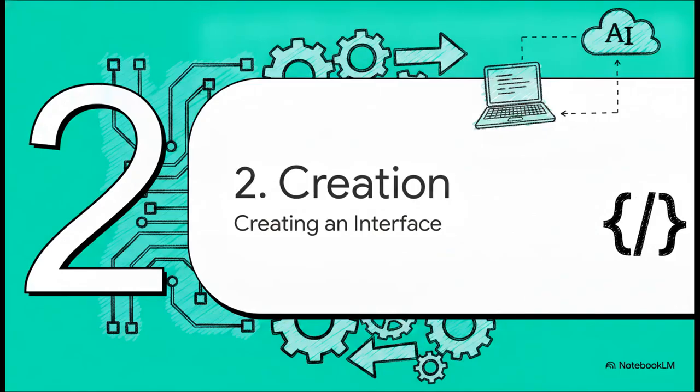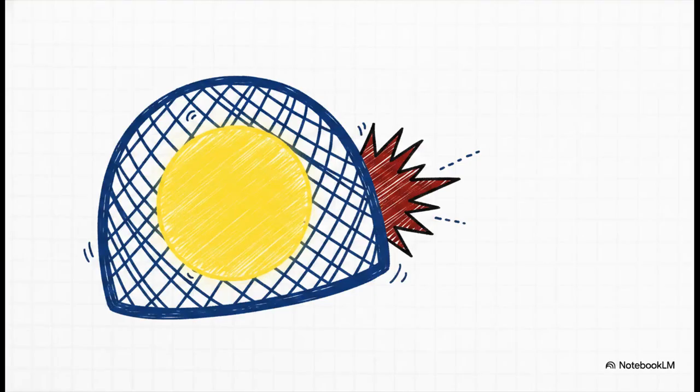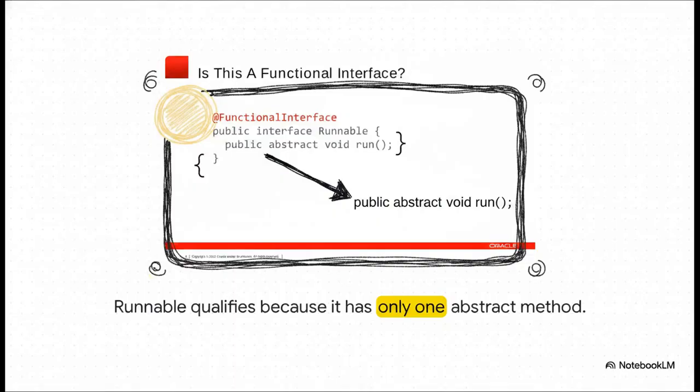Moving right along to Part 2, Creating a Functional Interface. When you're writing your own functional interface, it is a massive best practice to slap the @FunctionalInterface annotation right at the top. Think of it like a safety net. If you, or maybe another developer on your team, accidentally tries to add a second abstract method later on, the compiler's going to immediately throw an error and stop you in your tracks. To put it into practice, you just use that @FunctionalInterface annotation and inside define your single public abstract method, like our good old run method here. Because there's exactly one abstract method, the compiler gives it a big thumbs up.